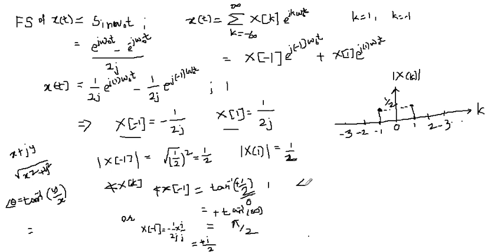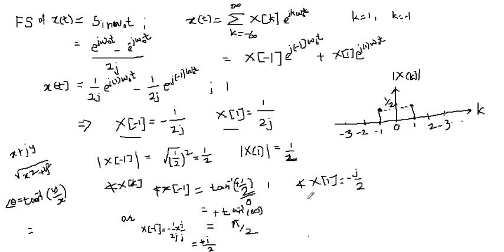And similarly, for the angle corresponding to X of 1, let's take this term with the j at the top. So let's multiply and divide by j. When we do this, this term would be minus j divided by 2.